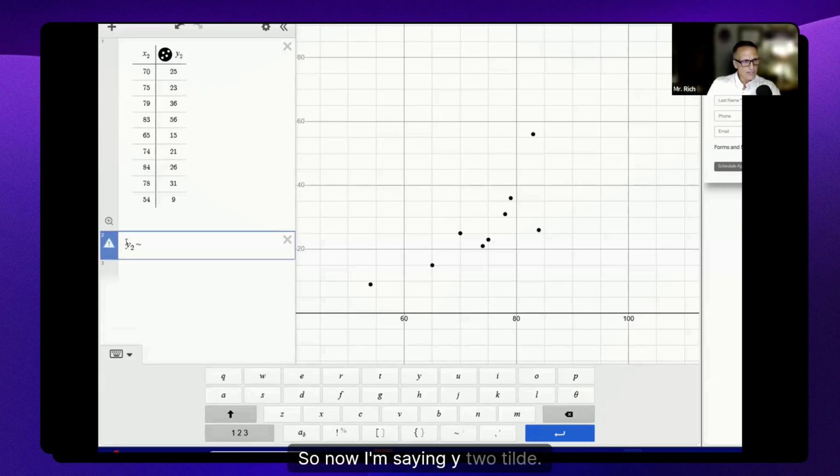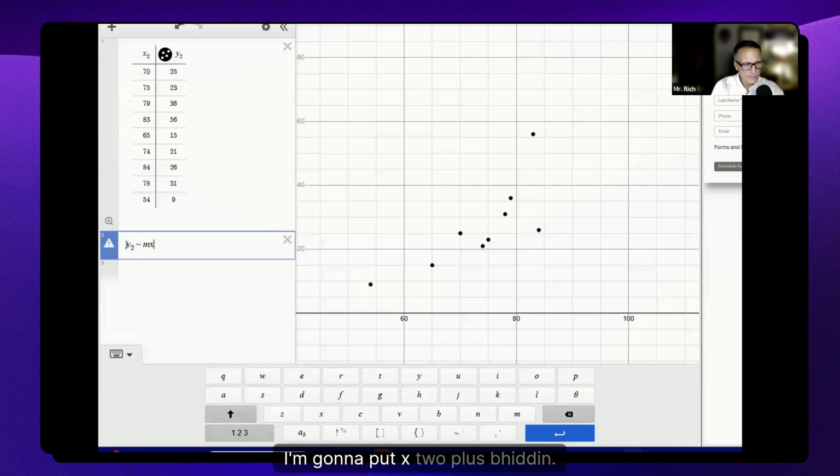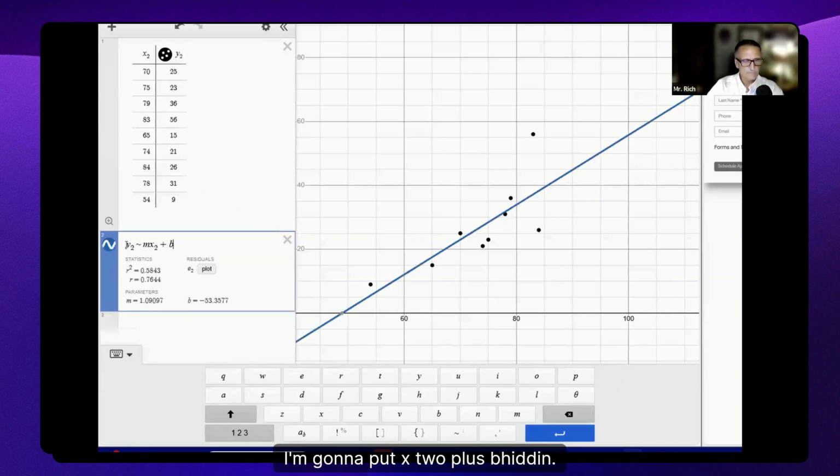So now I'm saying y2 tilde. And basically, I'm telling Desmos that I want it to fit a line for y2 based on what I'm about to write on the right-hand side of the tilde. I'm going to put m for slope. I'm going to put x2 plus b. And you can see that what Desmos has added is a blue line that does pass through the middle of those points. And notice that it does give me a value for m and a value for b. That would be my slope and my intercept.